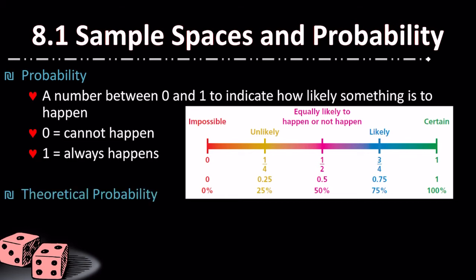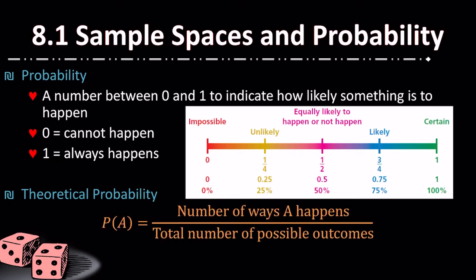So how do we calculate probability? Well, we have theoretical probability, which is the number of ways event A could happen over the total number of possible outcomes. Notice this letter, that is your event. So the P stands for probability, and then A is the event. It's not P times A. It's the probability that event A occurs, the number of ways A happens over the total number of possible outcomes.